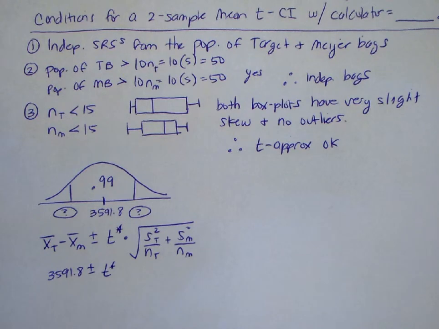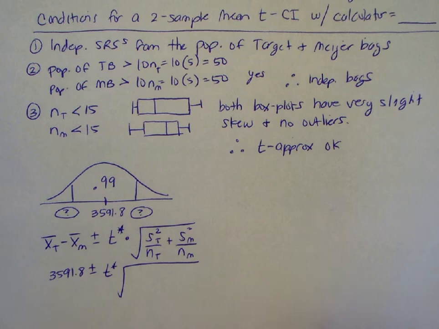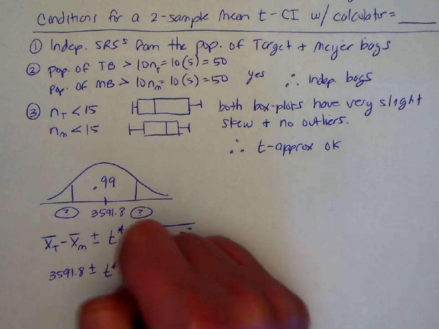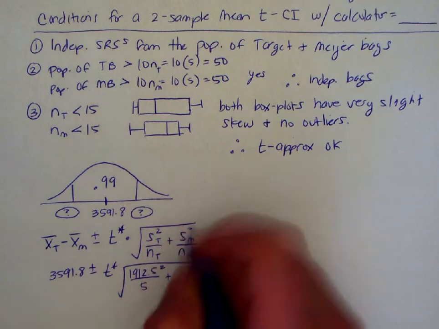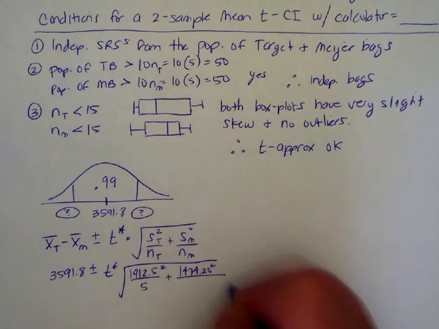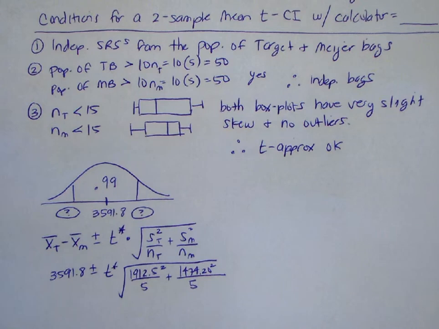Because if you fill it in with something, and then your answer doesn't match what we get from the calculator, they will mark you wrong on that. So it's better just to leave that t star because we don't know the degrees of freedom on a 2 sample mean. So t star times, and I've got, what do we have? 1912 squared plus... okay, now we go to the calculator.